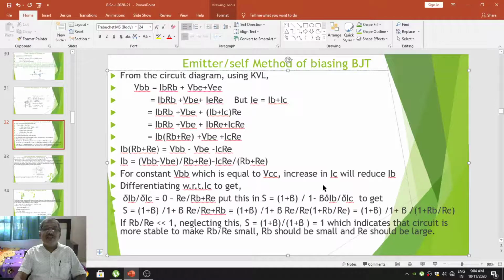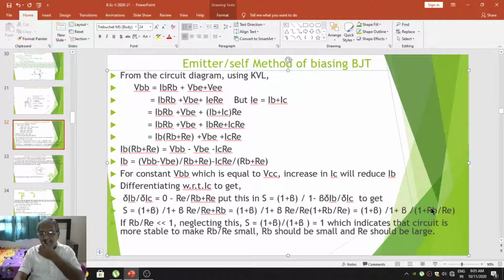Hence this equation, stability factor becomes S is equal to 1 plus beta upon 1 plus beta into R_E upon R_E plus R_B. Take R_E common from the denominator, 1 plus beta into R_E upon R_E into bracket 1 plus R_B upon R_E. So this R_E will cancel, and we get stability factor as 1 plus beta upon 1 plus beta into 1 plus R_B upon R_E.